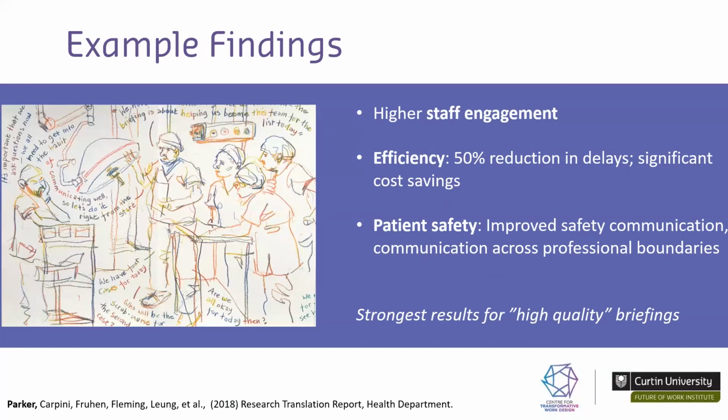We systematically measured the levels of engagement. Staff became more engaged after this intervention. There was a 50% reduction in delays, and that occurred because people actually planned things, instead of discovering, oh wow, the next operation needs this particular piece of equipment and we don't have it and it's going to take 30 minutes to track it down. They actually planned. And so the delays were significantly reduced, which had a huge cost impact, as you can imagine.